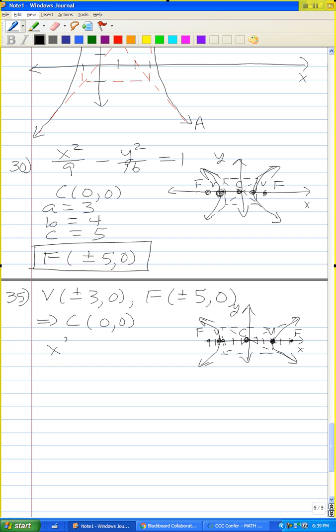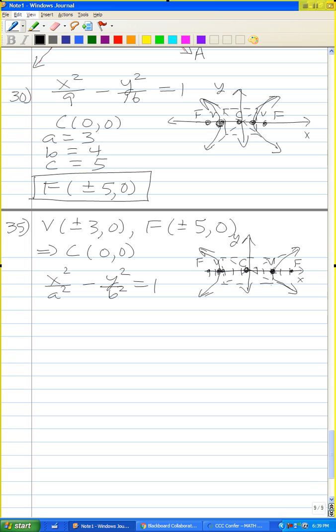Therefore, the equation is going to look like x squared over a squared minus y squared over b squared is 1. The real axis will just be the x-axis. And so, in this case, I know that a is 3 because, well, the vertices are at 3, 0. I don't know b yet, but I know that c is equal to 5. So now the question is, well, what is b?